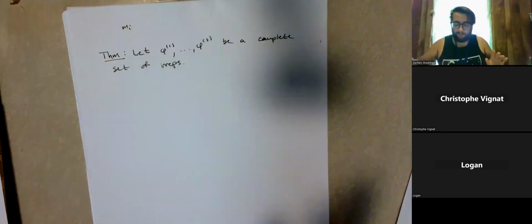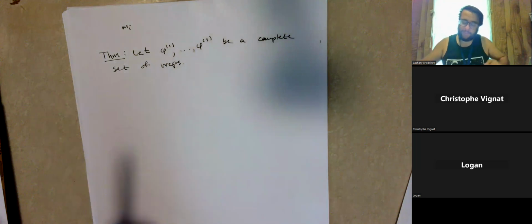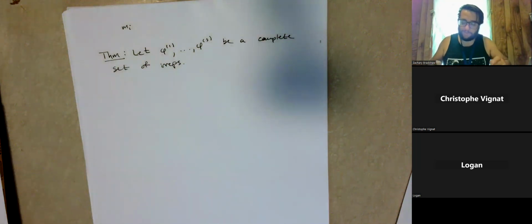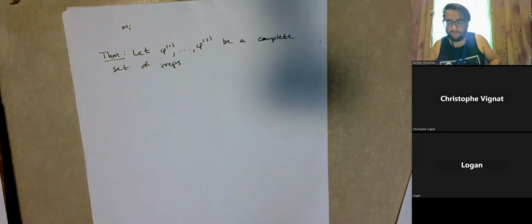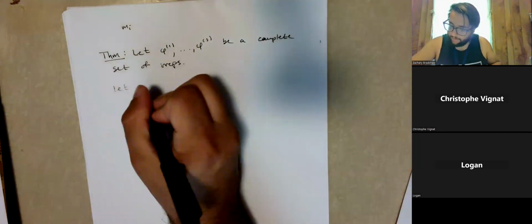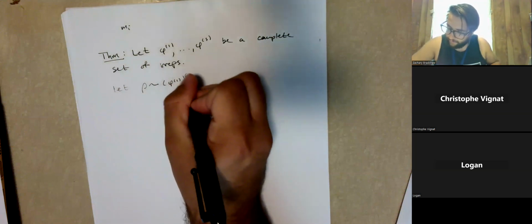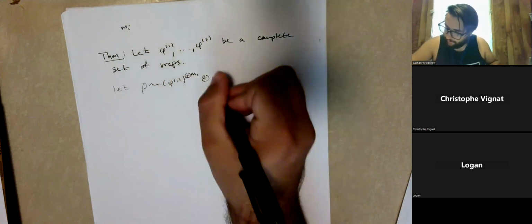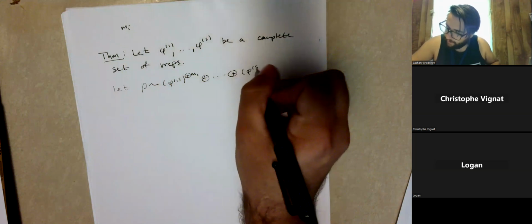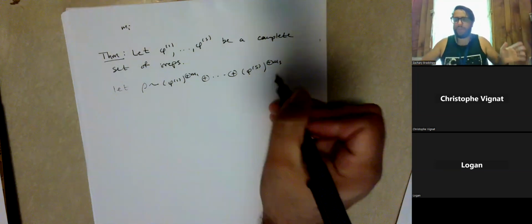Let phi 1 through phi s be a complete set of representatives of the equivalence classes of irreducible representations of G, and let rho be equivalent to phi 1 m1 times, through phi s ms times. So all the things we've been assuming already.